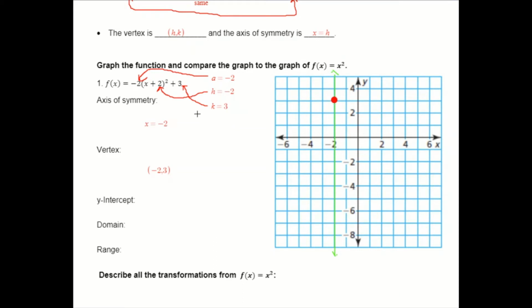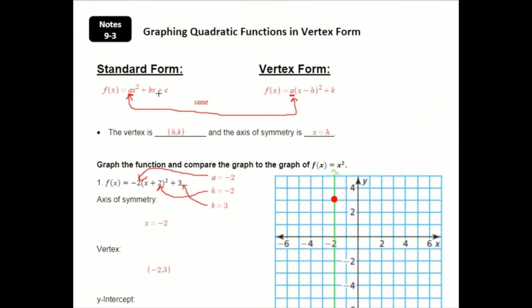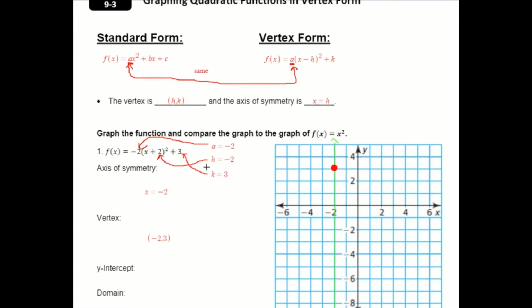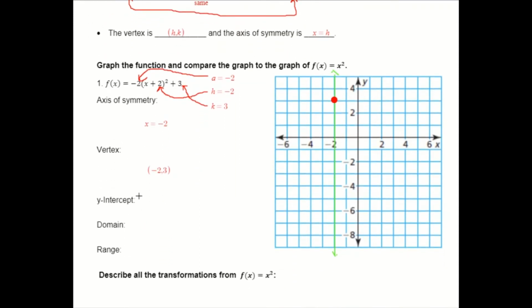We don't know the y-intercept yet, right? We need to figure that out. That's one sort of downside to this: with standard form, the y-intercept was c, but for vertex form, it's not as clear. So what we'll do is we'll just graph it, and then we'll see what the y-intercept is once we get it on the paper.